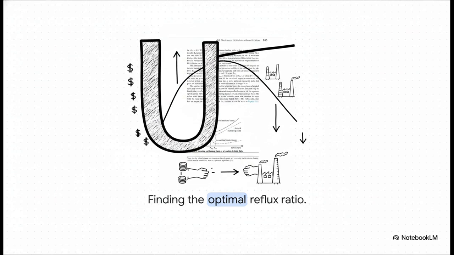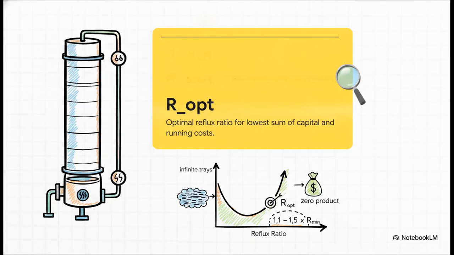As your reflux ratio goes up, your annualized capital costs actually drop, but your annual operating costs start climbing linearly. When you stack those two together, you get that solid, sweeping curve up top, representing your total annual costs. When you hit the absolute lowest dip of that total cost curve, that is R-opt, your optimal reflux ratio. And that is exactly where you want your plant operating.